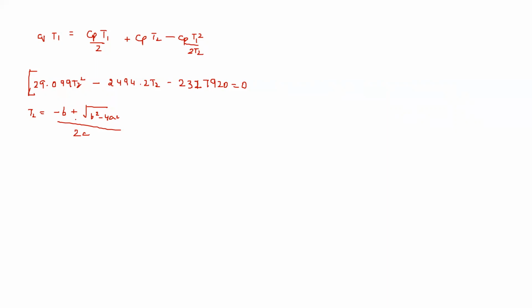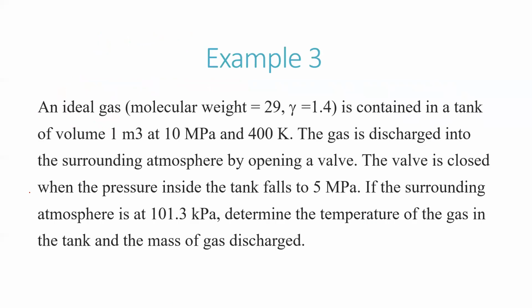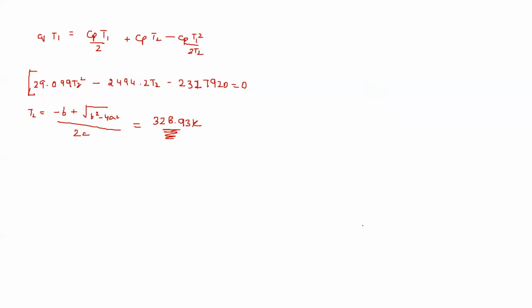There are two routes, so we are not going to take the negative route. In that case, we are going to get T2 is equal to 328.93 Kelvin. This is T2. They had asked the temperature of the gas, so the temperature we have calculated as 328.93 Kelvin.